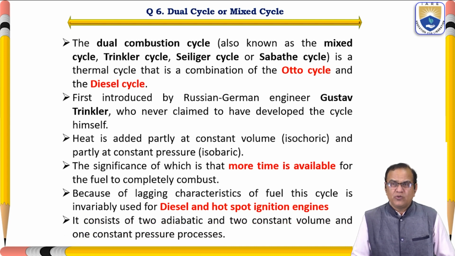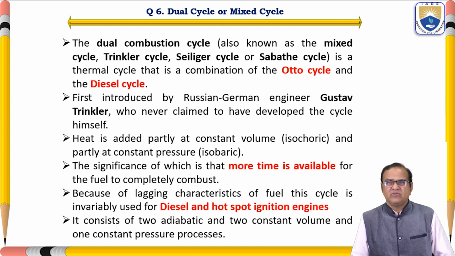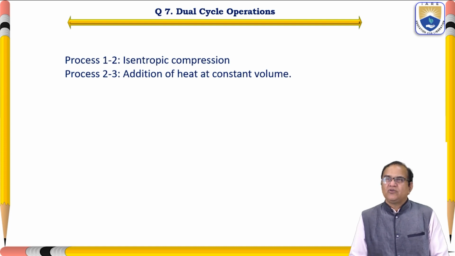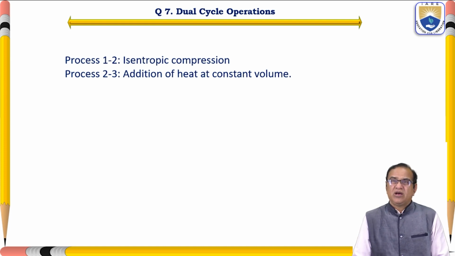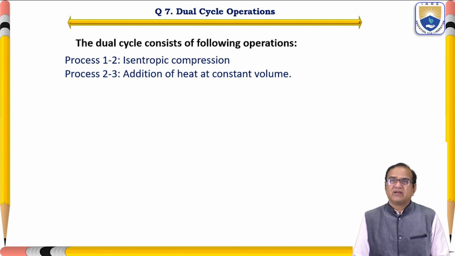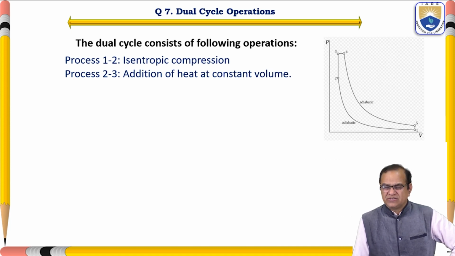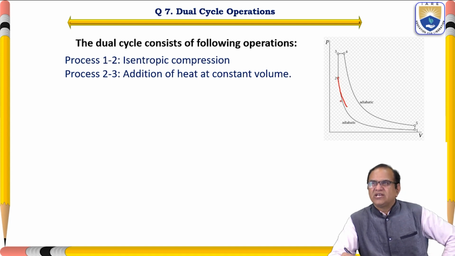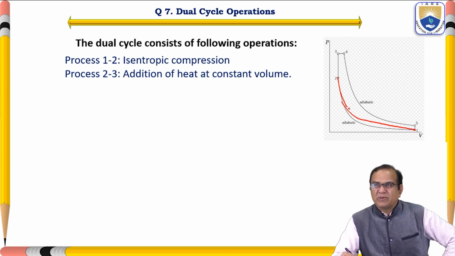It consists of 2 adiabatic, 2 constant volume and 1 constant pressure process. So in the dual cycle operation, we have some processes here. Process 1 to 2 is isentropic. The dual cycle consists of the following operations: 1 to 2 is isentropic compression. You can see this in the diagram. If I see, it goes from here like this. This is 1 to 2, an isentropic compression.